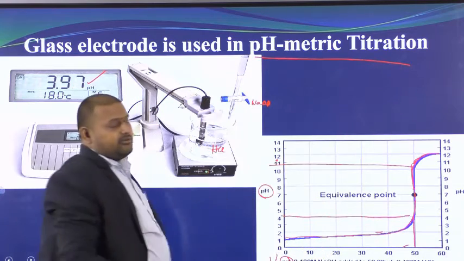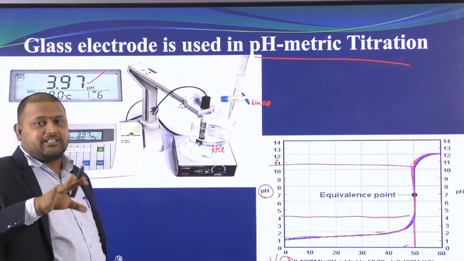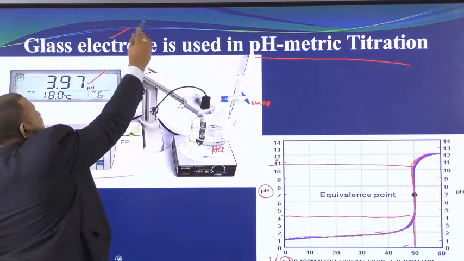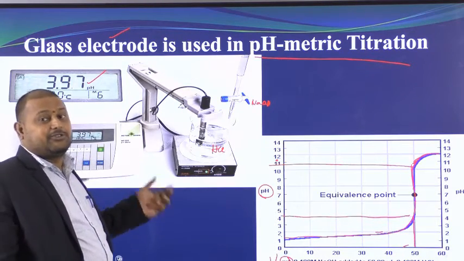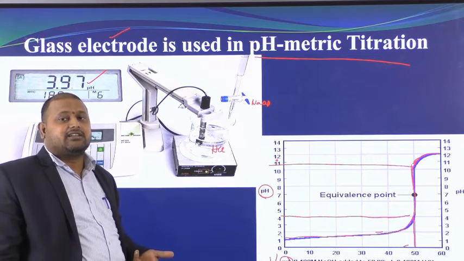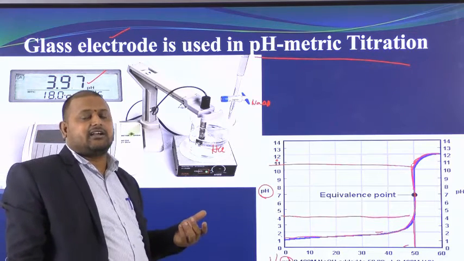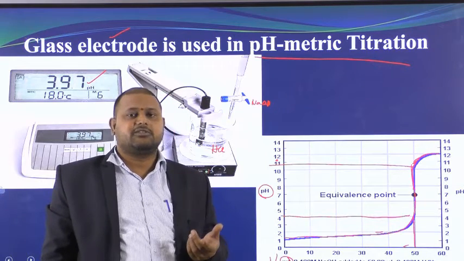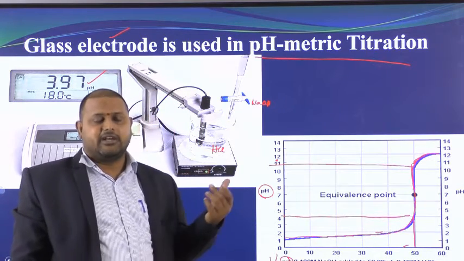I am not going to emphasize pH metric titration, but you should remember that the glass electrode is used in the pH metric titration. That is the important use. You should understand the uses. Simply understanding the construction and working of a glass electrode is not so useful. Once you understand the application point of view, it will be useful for you.